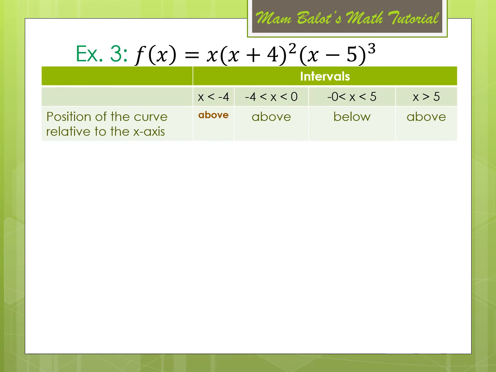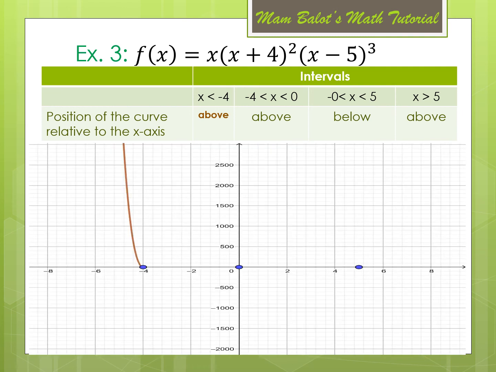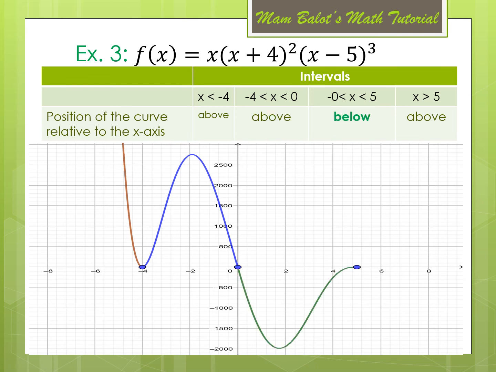And now we will plot the curves in our Cartesian plane. So we have, for x is less than negative 4, it would be above the x-axis. So we have there colored in orange. And then for the next interval between negative 4 and 0, it is also above the x-axis. There, colored in blue. And then the next interval between 0 and 5, it would be below the x-axis. There, colored in green. And for the last interval with x is greater than 5, it is above the x-axis.